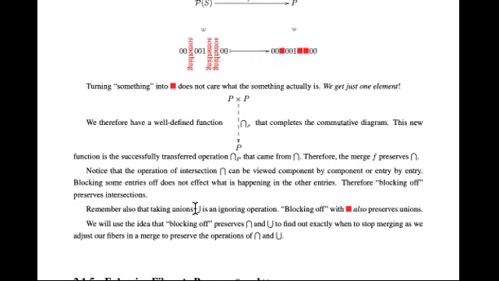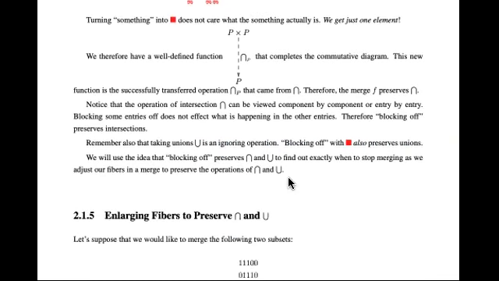Union is a similar type of idea, and blocking off also preserves unions likewise. So what we have is that blocking off preserves both intersection and union. It's a neat idea. Any blockout map will preserve those two operations.